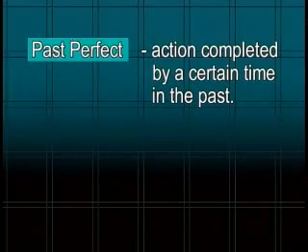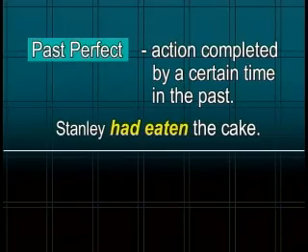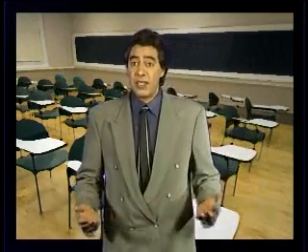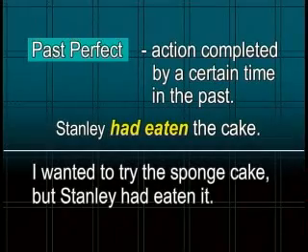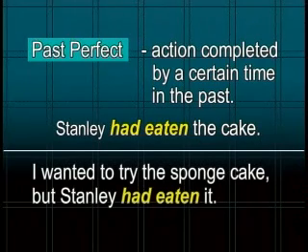For example, Stanley had eaten the cake. Let's put the sentence in context so that it is easier to understand. I wanted to try the sponge cake, but Stanley had eaten it. At the time I wanted to try the cake, Stanley had already completed the action of eating it.